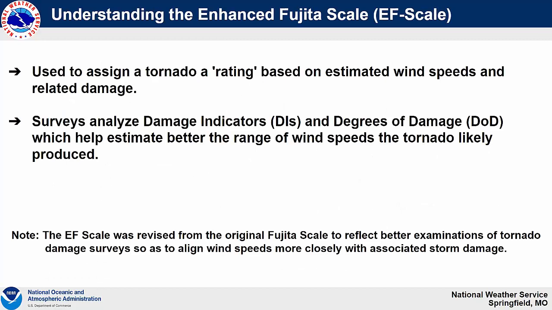So understanding the Enhanced Fujita scale, or EF scale, this scale is used to assign a tornado rating based on estimated wind speeds and related damage. The surveys analyze damage indicators, or DIs, and then the degree of damage, or DOD, to those DIs. This helps estimate the best range of wind speeds that the tornado likely produced. Please note that the EF scale was revised from the original Fujita scale, or F scale, to reflect better examinations of tornado damage surveys, so as to align the wind speeds more closely with associated storm damage.